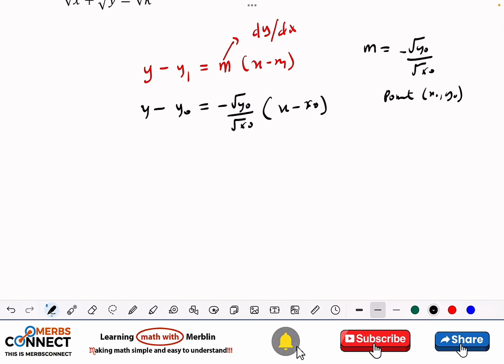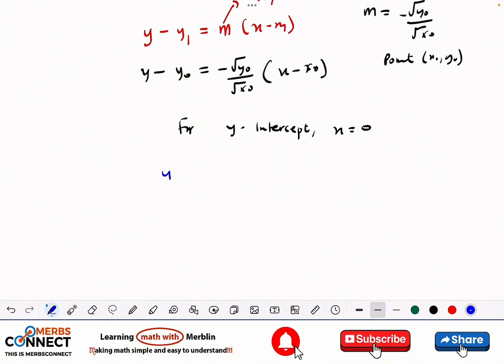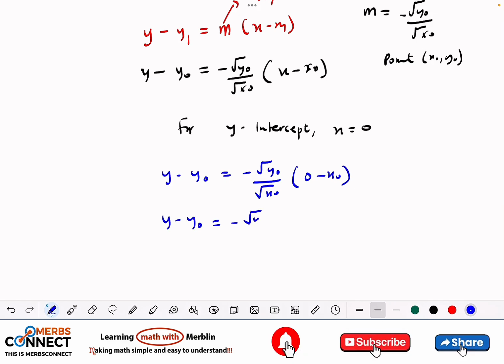So let's do that. Let's say for the y-intercept, what do we know about the y-intercept? For the y-intercept, x is equal to 0. So it means that this is going to give us y minus y naught, which is equal to minus root of y naught divided by root of x naught, times 0 minus x naught. So that's what we're going to get. So y minus y naught is equal to minus root of y naught divided by root of x naught times x naught. So that's what we are going to get at the end of the day.